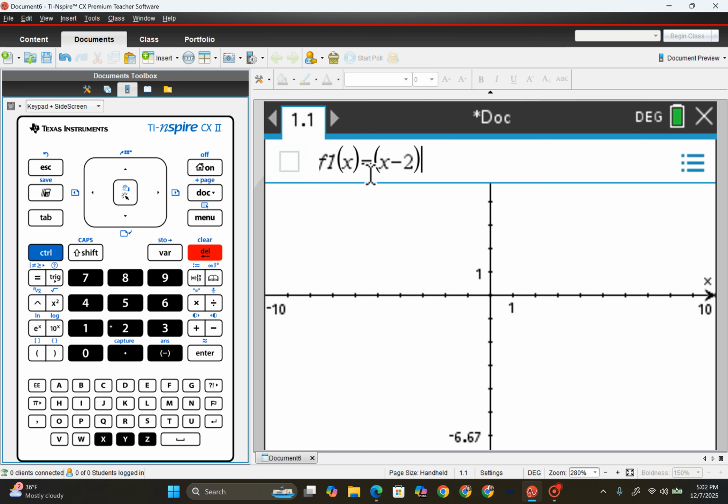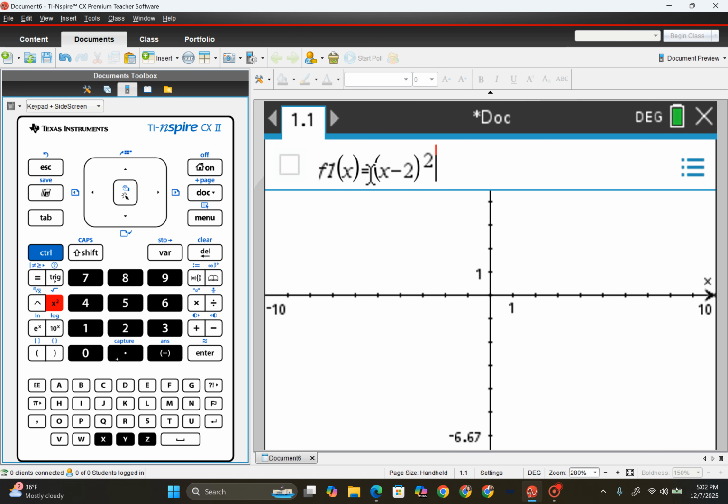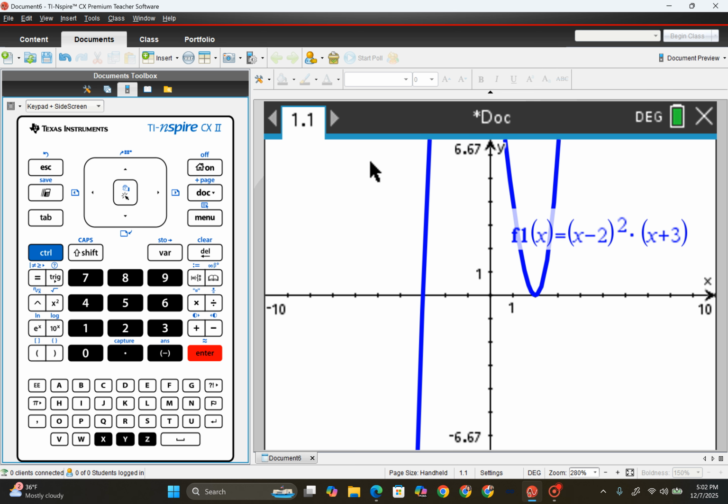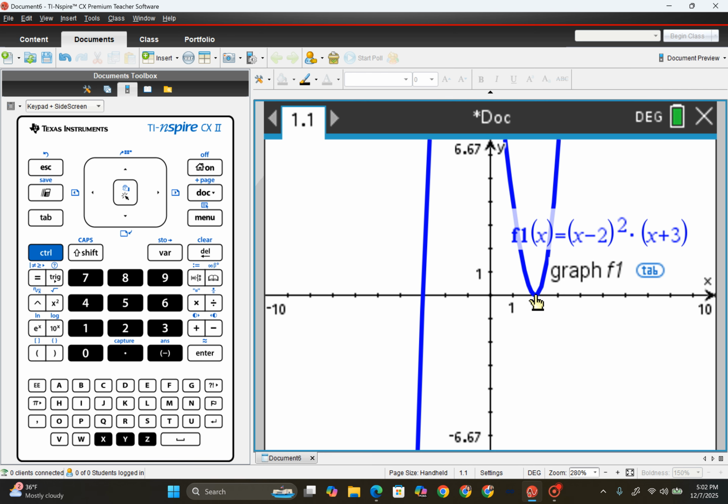Okay, let's do this correctly. So x minus 2 squared, and then x plus 3 in parentheses. All right, now I'm going to hit enter. So now what it does is it graphs it, okay? So now I can see that my intercept here is at, right? That number right there is 2, and -3 also.